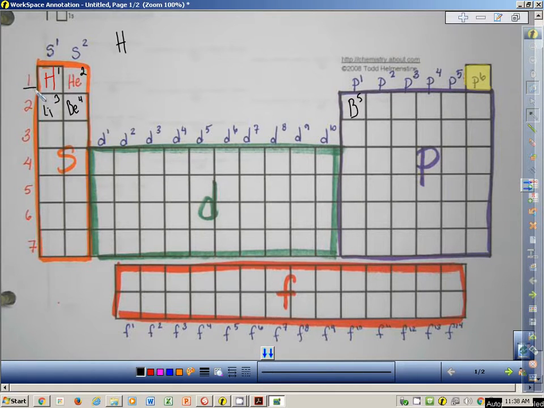The row number represents the energy level. You can look at the row numbers and know how many energy levels any atom has. So for example, hydrogen has 1 energy level. Lithium has 2. Boron is still in the second row, right? So it also has 2 energy levels. If I come down this way, cesium sits right here. Guess how many energy levels cesium has? 6, because it's in the 6th row.